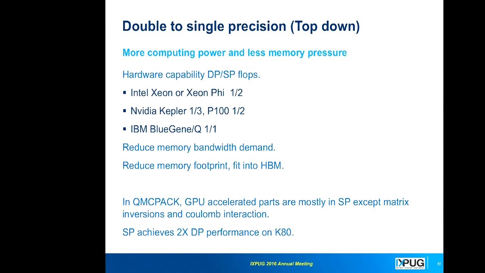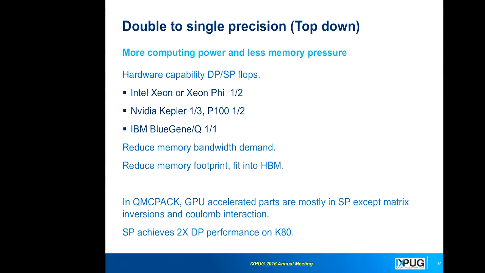Even on Blue Gene/Q, the floating point unit always does the computation in double precision, but there are other benefits. You could reduce your memory bandwidth demand, and also reduce your memory footprint. So it's still beneficial to do it on BGQ. Reducing the memory footprint is also important for Xeon Phi with HBM.